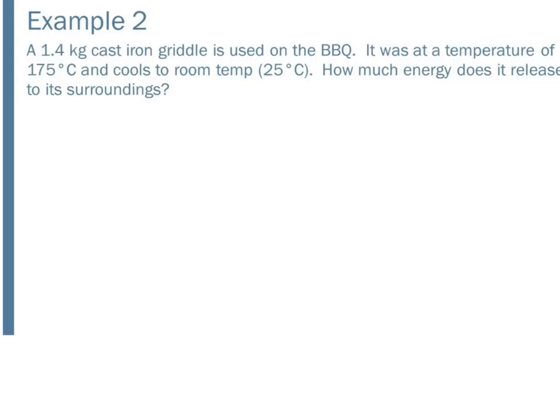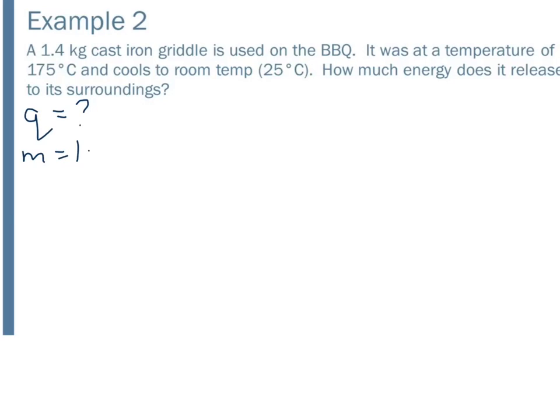So let's look at another example. So we have a 1.5 kilogram cast iron griddle used on the barbecue. It was at a temperature of 175 degrees Celsius and cools to room temperature, 25 degrees Celsius. How much energy does it release to its surroundings? So we're trying to figure out Q.